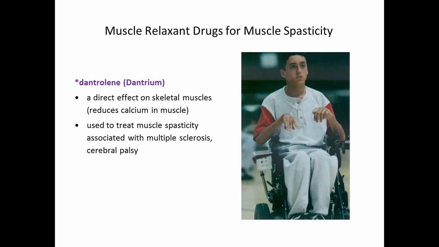If there are issues with muscle spasticity over the long term, there are better drugs that can be used for longer periods of time. And there are two main ones. One is dantrolene, and it has a direct effect right on the skeletal muscle. It reduces the amount of calcium that enters the muscle, and therefore the muscle doesn't contract as much. And so people with spastic cerebral palsy or multiple sclerosis, this may be a drug that relieves some of that spasticity.